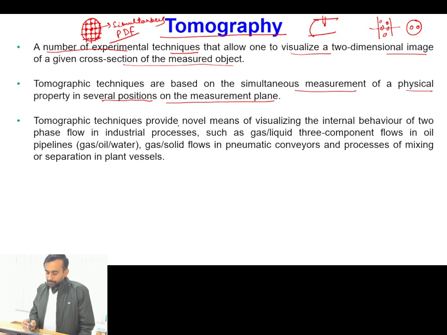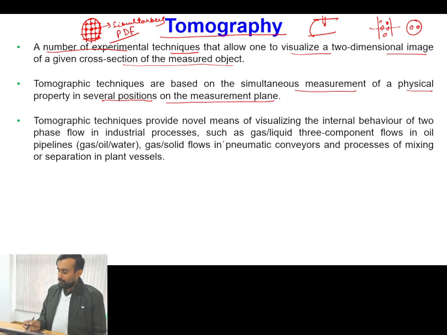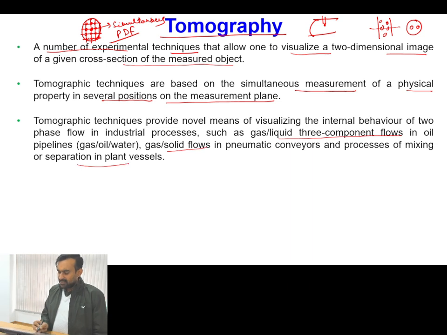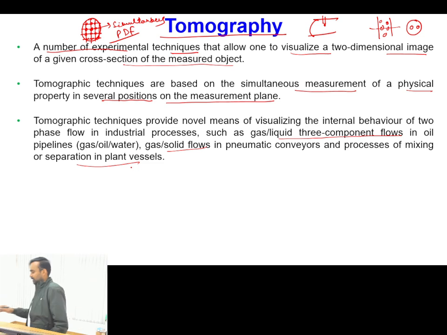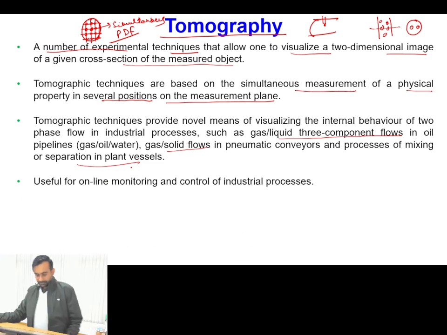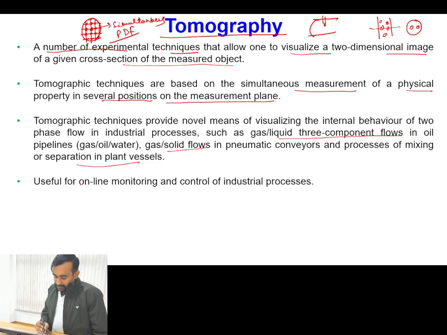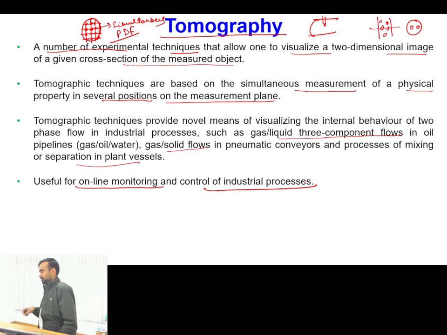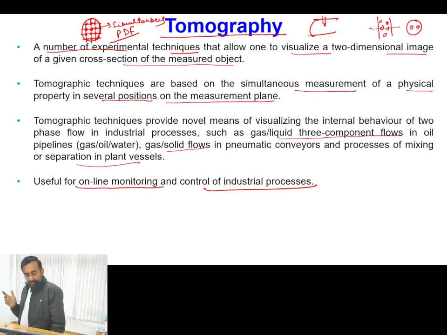Typically the use of tomographic techniques will be in studying the internal behavior of flows. For example, gas-liquid three-component flows in oil and gas pipelines, gas-solid flows, and mixing, separation, etc. So these are the applications of tomography, and this is useful for online monitoring and control of industrial processes. So why is this online monitoring required?